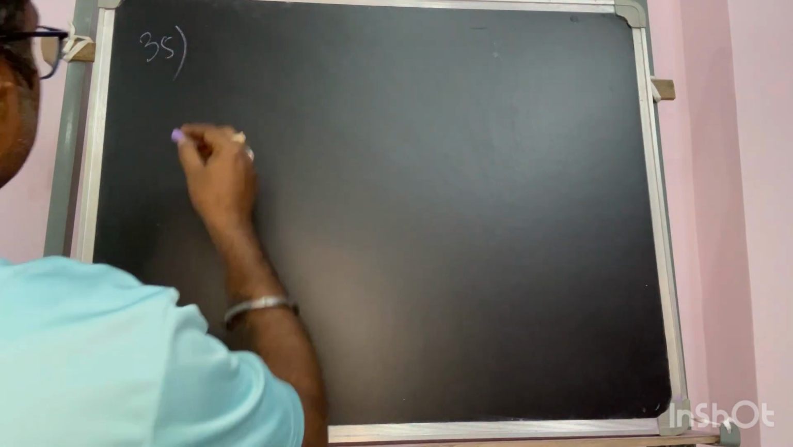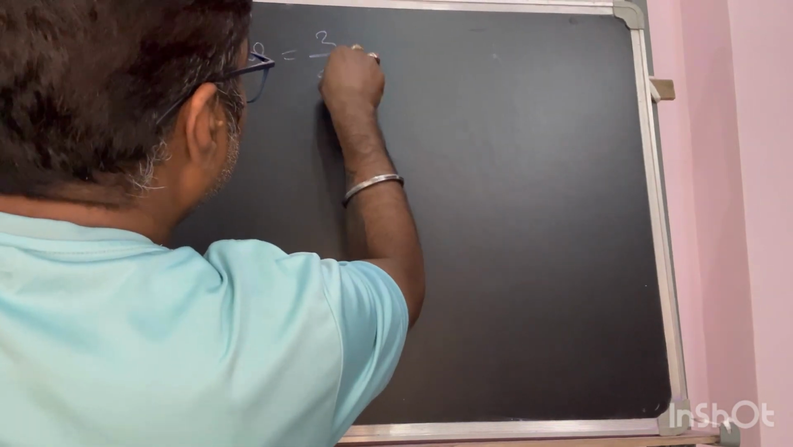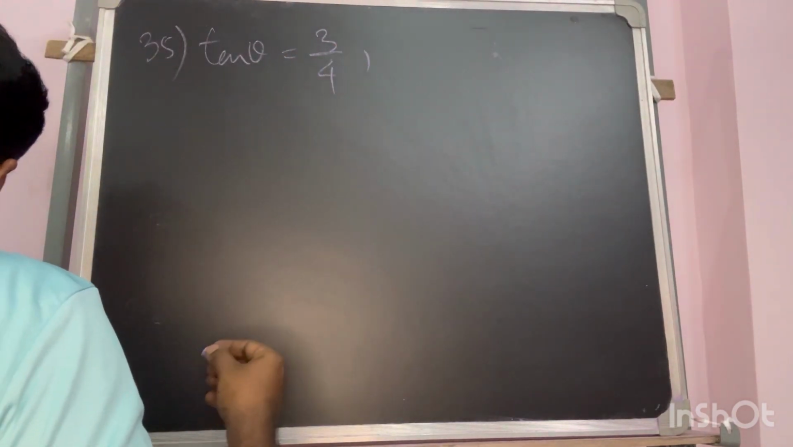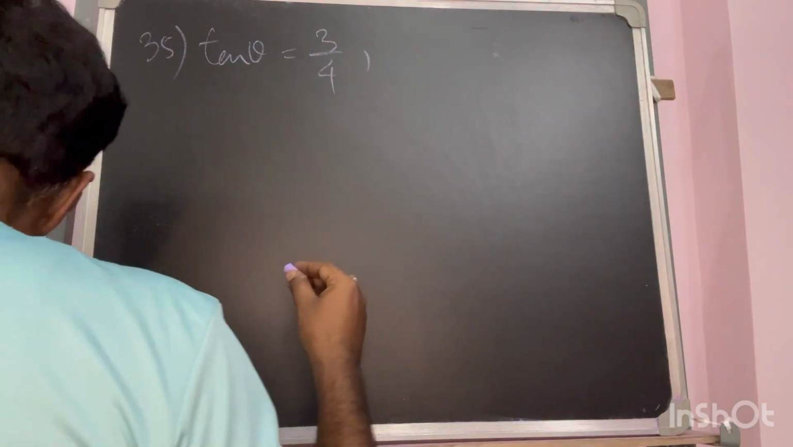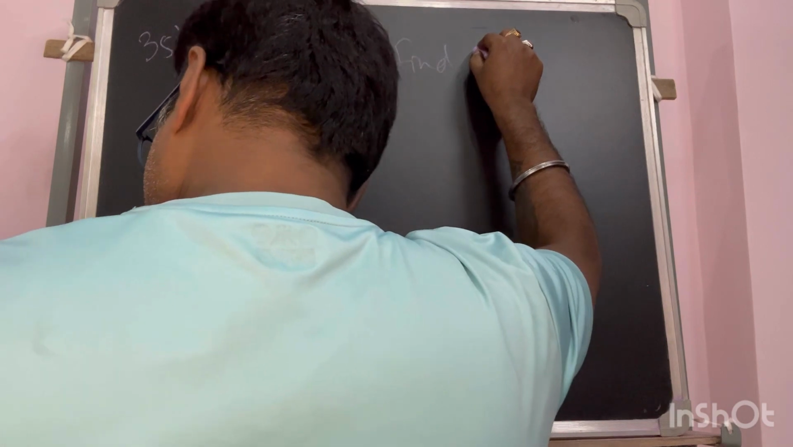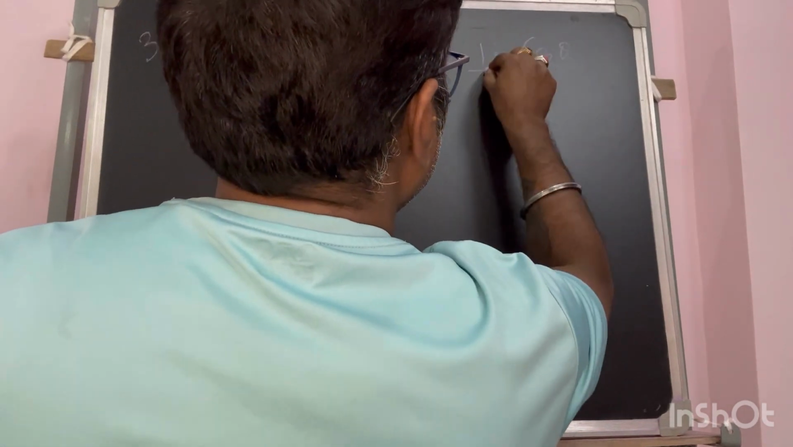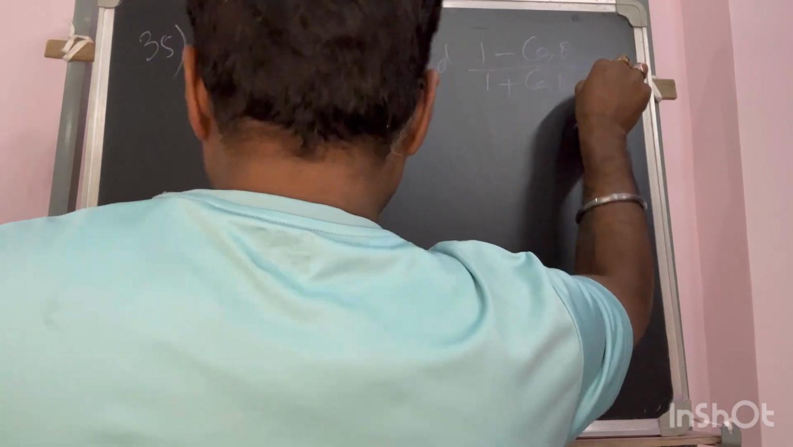We will move into 35. Tan theta is equal to 3 by 4. So find 1 minus cos theta by 1 plus cos theta.